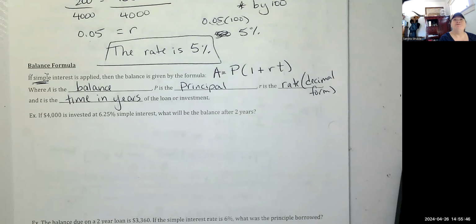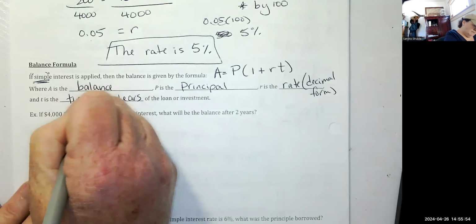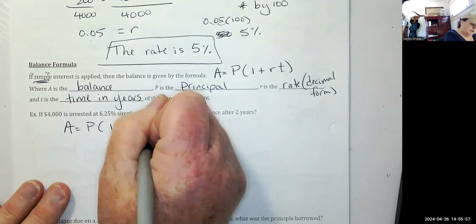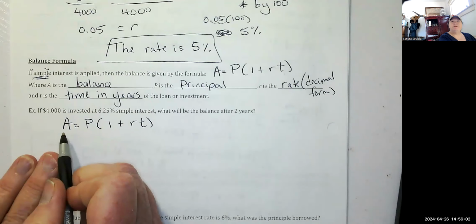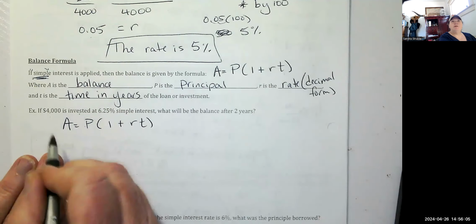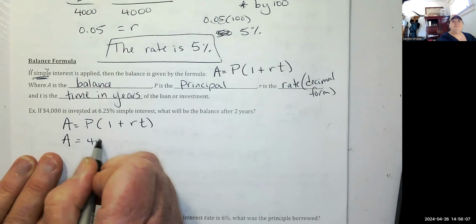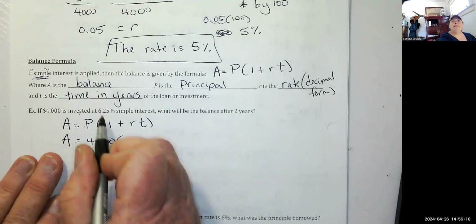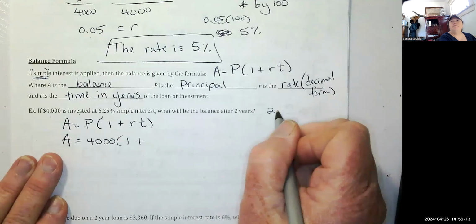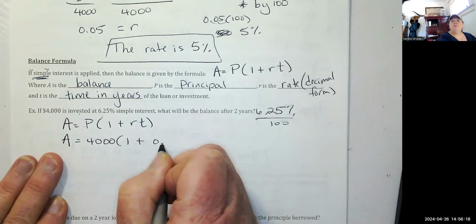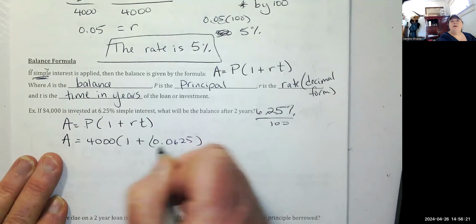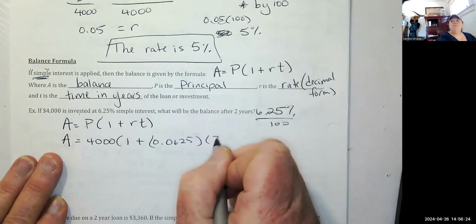So if $4,000 is invested at 6.25% simple interest, what will be the balance after 2 years? We're going to use this formula here because this one will tell us what our balance is. All right. $4,000 is invested. That's our principal. The rate is 6.25%, and I need to divide that by 100, and I get 0.0625. And my time is 2 years.